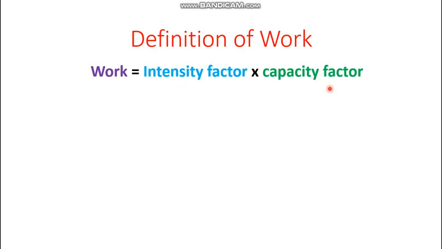What is the exact definition of work? The exact definition of work is the multiplication of intensity factor and capacity factor. So this is the exact definition of work.